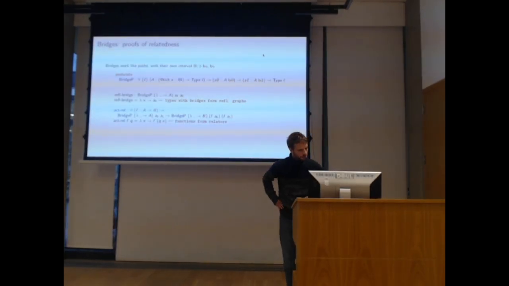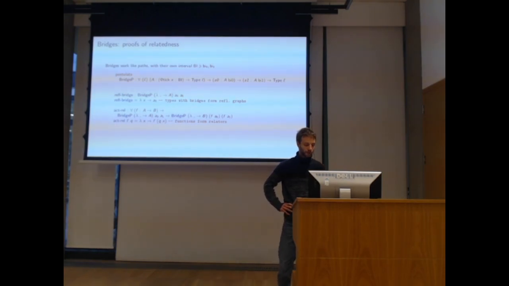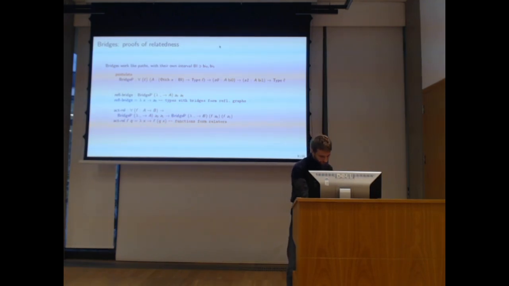So let's talk a bit more about bridges. They work like paths with their own interval bi and the constants I named bi0 and bi1. And I was saying that you can introduce such bridges by lambda abstraction and eliminate them with application. And of course you have this refl bridge, which sends everything to A0. So it's a bridge between A0 and A0.